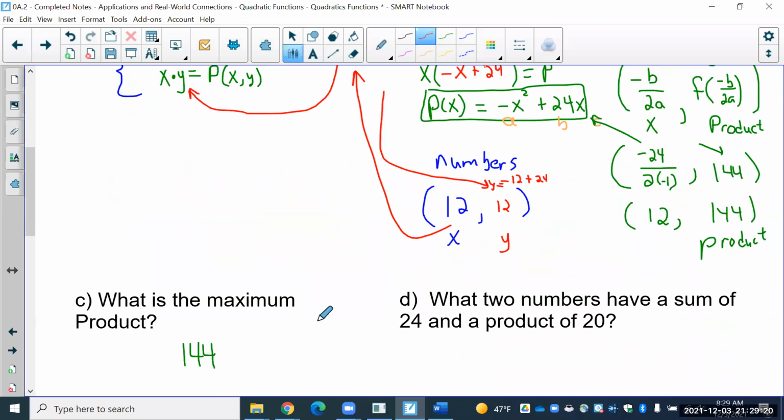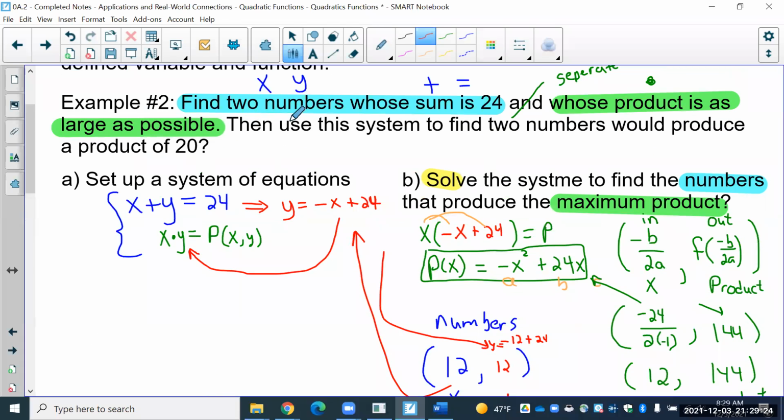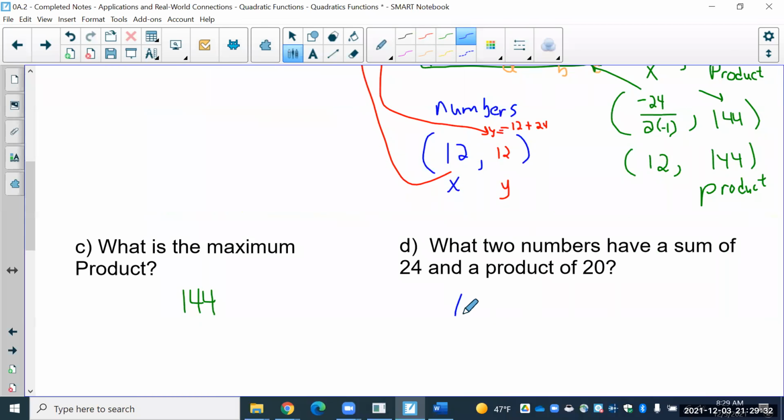Okay, so the next thing we need to do is we now have a different problem. So it says, then use the same system to find two numbers who would produce a product of 20, meaning it wants me to use the system of x plus y equals 24. And you can see I wrote it out a little bit more explicitly here. So what two numbers have a sum of 24 and a product of 20? And then instead of saying x times y equals p, it wants me to say 20. So you're going to do it the same way.